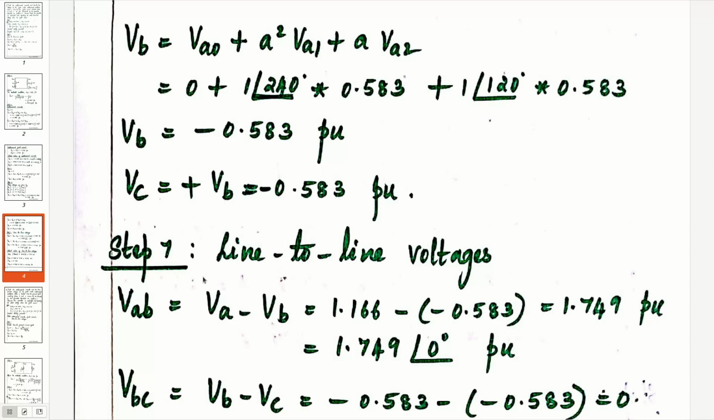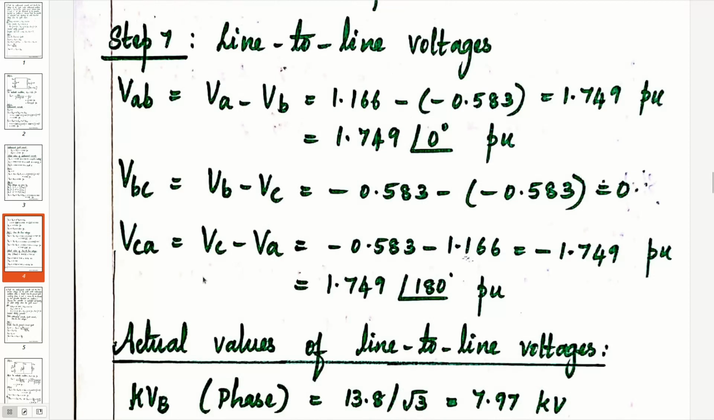The next step is to calculate the line to line voltages. What is VAB? VA minus VB. What is VBC? VB minus VC. What is VCA? VC minus VA. VAB we got as 1.749 per unit. In polar form, 1.749 angle 0 degree. VBC we got as 0, VCA we got as minus 1.749. It can be written as 1.749 angle 180 degree because the sign is negative.